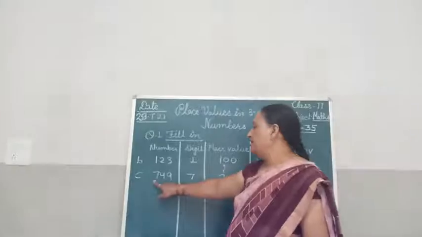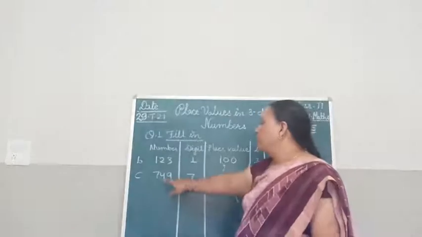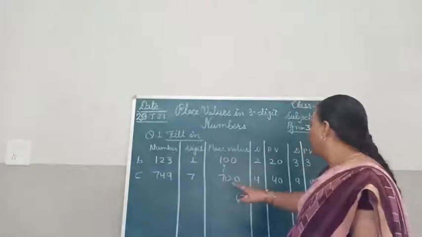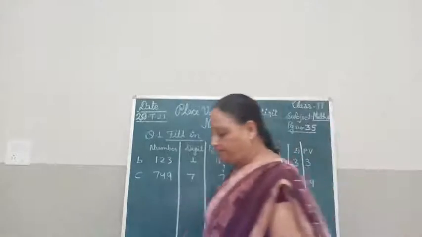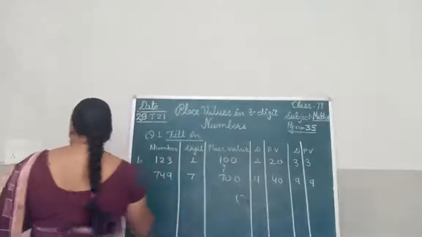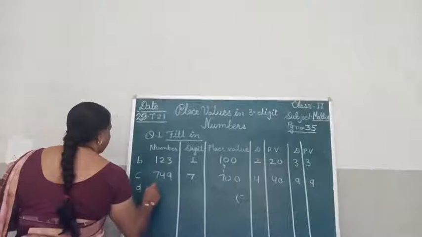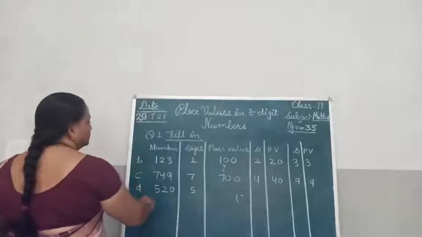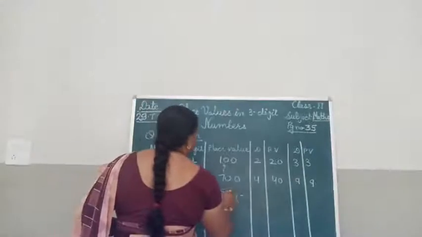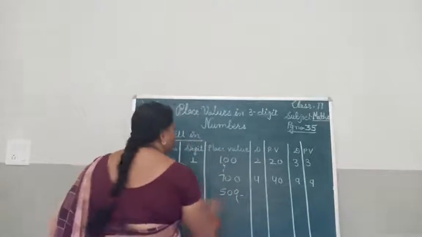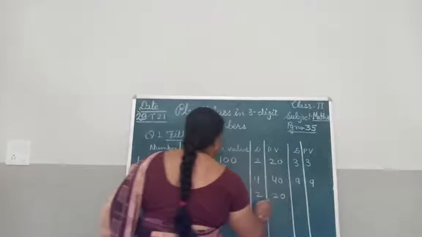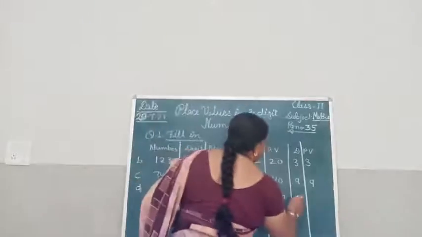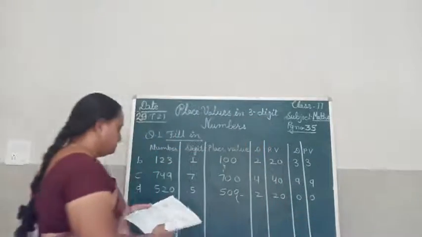7 is on hundreds place, 700. 4 tens, 40, and the 9 ones is 9. C D, 520. Digit 5, the place value will be 500. Digit 2, the place value will be 20, and digit 0, the place value will be 0.